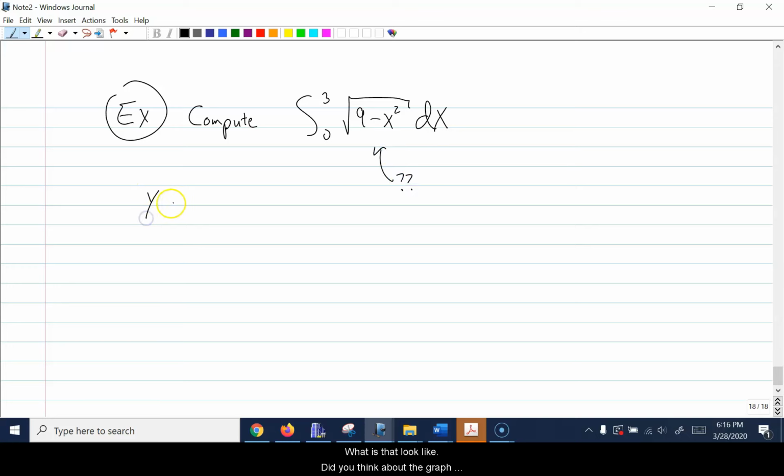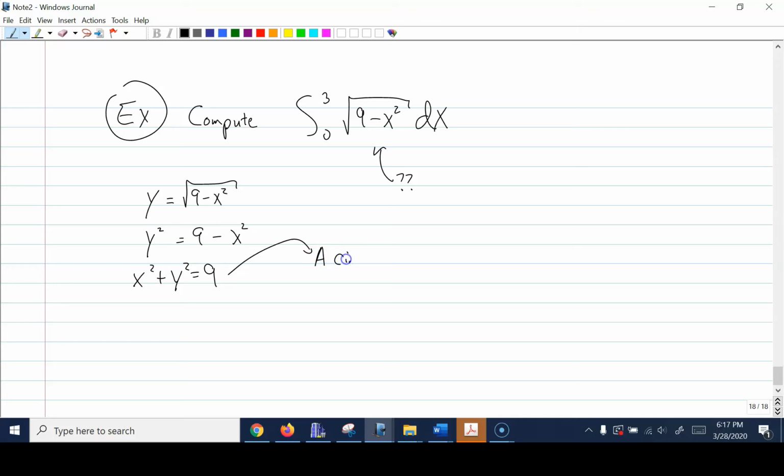If you think about the graph of y equals square root 9 minus x squared, if you square both sides, you get y squared equals 9 minus x squared. You move that over, you get x squared plus y squared equals 9. I don't know if you've talked about this in another class, but this is a circle of radius 3.